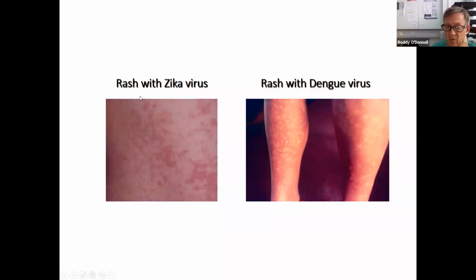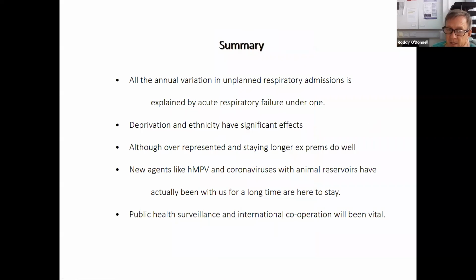So you can see that you get rashes with Zika and dengue, very similar to the rashes you get with the multi-inflammatory syndrome. So in summary, the annual variation of unplanned respiratory admissions is basically explained by bronchiolitis under 1 year of age. There are major factors of deprivation and ethnicity, and ex-prems do much better than perhaps we give them credit for.